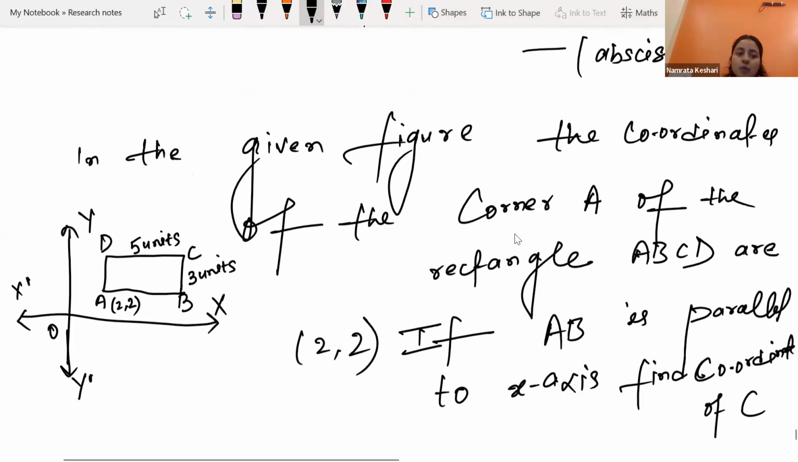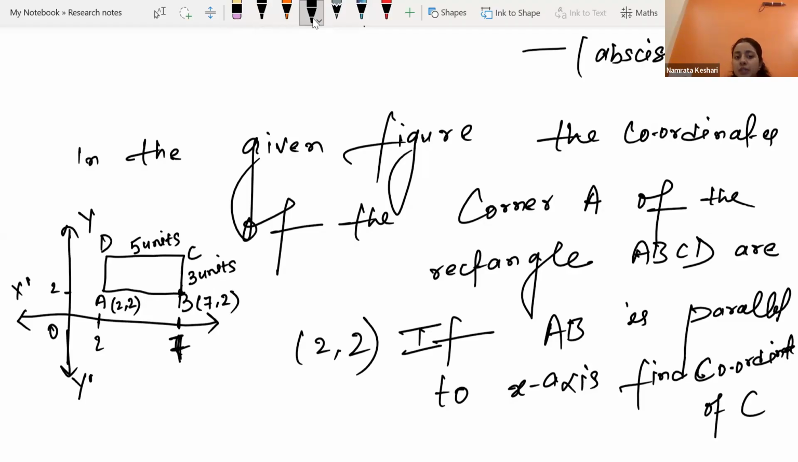Here A is given as (2, 2). So here x is 2 and here y is 2, right? Then B will be 5 units ahead of 2, that means 2 plus 5, so x will be 7. Y will again be 2 because it is a straight line, perpendicular to this 2. So B is (7, 2). Everyone getting it?